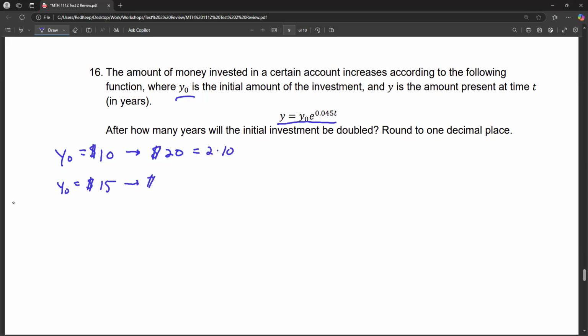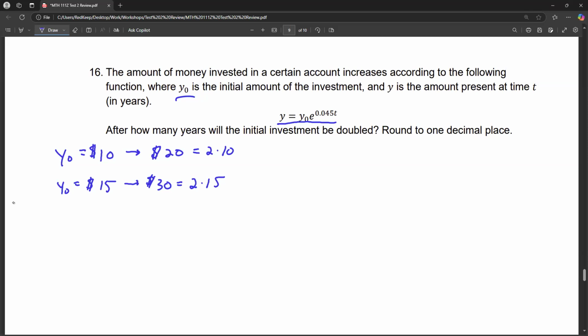And in this scenario of 30, the way I think your brain is doing that is you're saying, well, that's 2 times 15. Okay, so after how many years will the initial investment be doubled? The initial investment is unknown. We just use some practical examples to dive into this and figure this out.